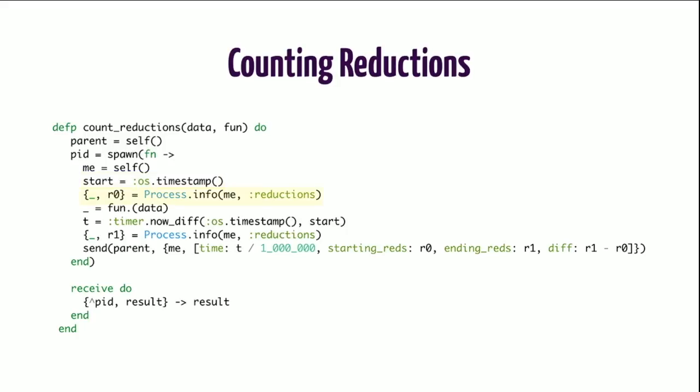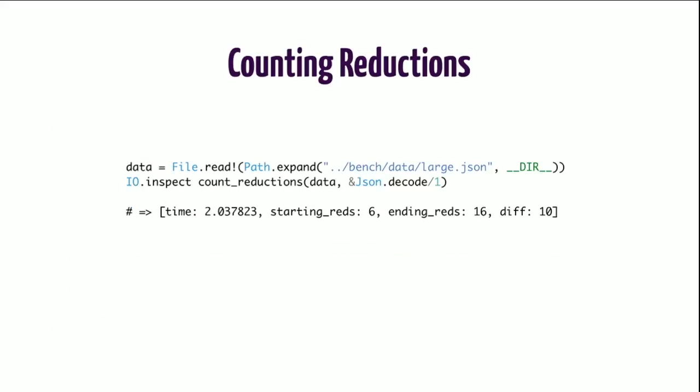We're spawning a new process to actually run the computation. We get the starting reductions for that process, run the function with the data, get a time difference, and get the reductions afterwards. Then we send the parent process a message that shows us the time and all that data, and we just wait for the actual result here.